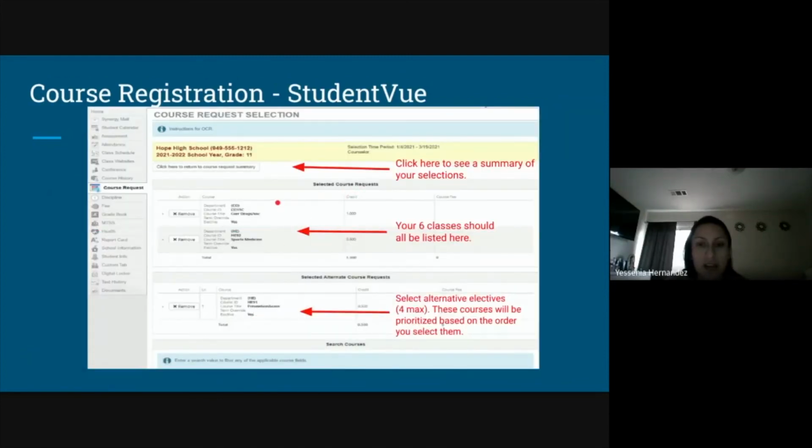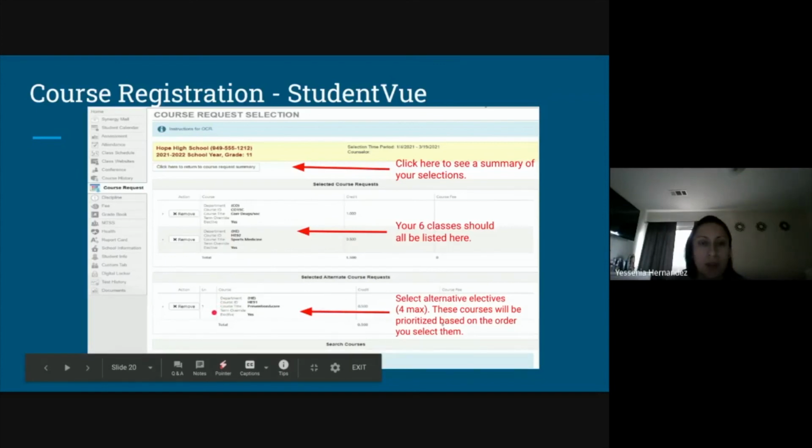Once you select your courses, they should all be listed here. Your 6 required courses will be here, and then your alternative courses will be here. Once you have finalized your list, you can select this section up here that says click here to return to course request summary. Oh, one more thing to keep in mind, your alternative electives down here will be prioritized based on the order you select them. So your number 1 is your first choice, number 2 is your second choice, number 3 is your third, etc.